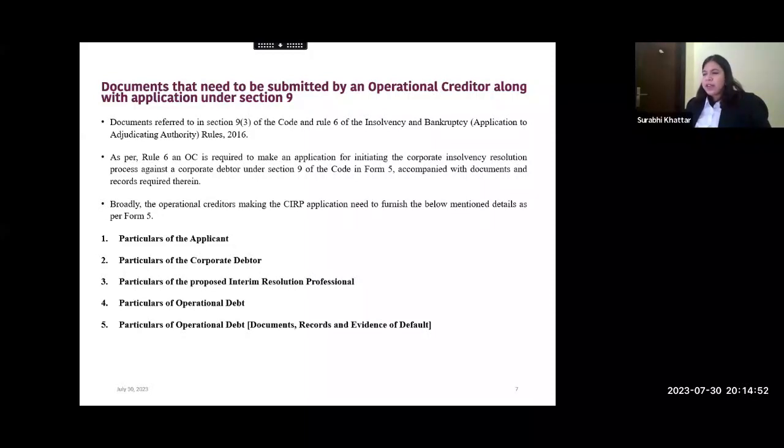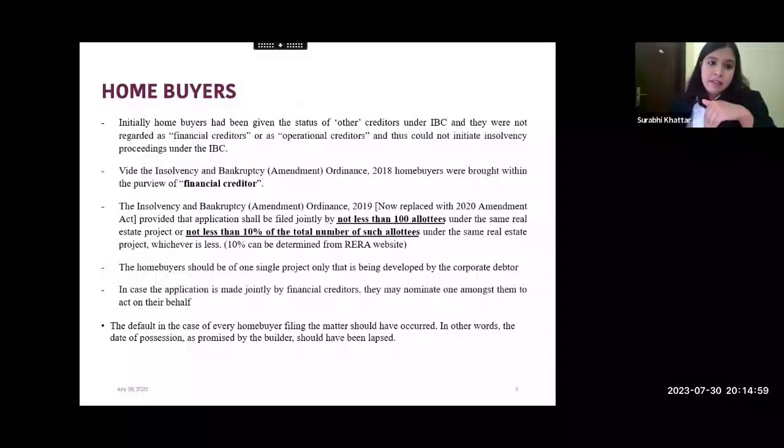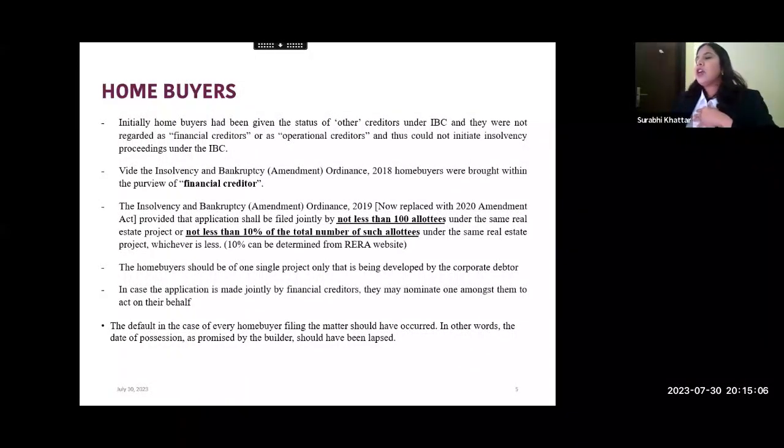Actually, one more aspect that I wanted to cover in financial creditors, because this became an issue right when insolvency proceedings had commenced in India in 2017. Home buyers earlier used to be categorized in the category of other creditors. However, there has been an amendment, and now home buyers are also classified as financial creditors. There is a requirement that home buyers can jointly file the application.